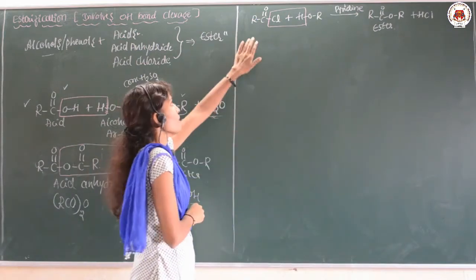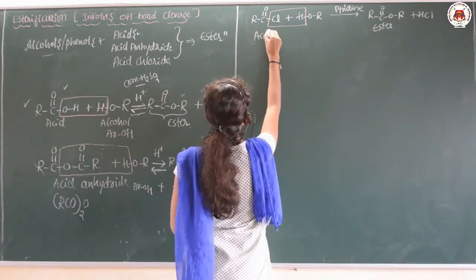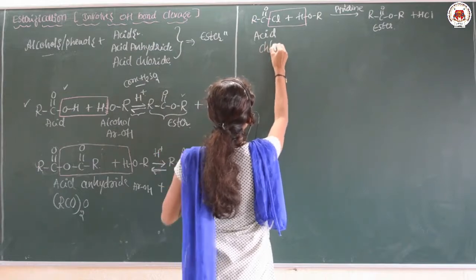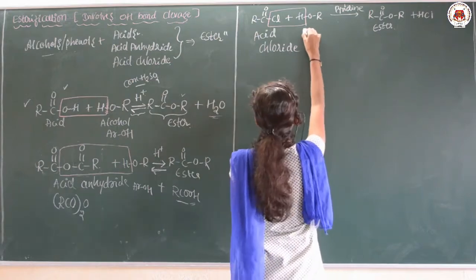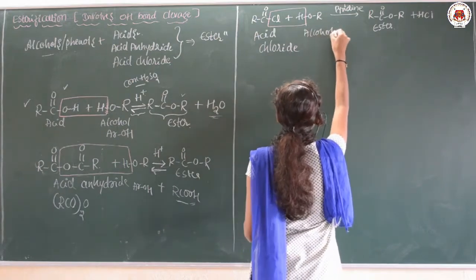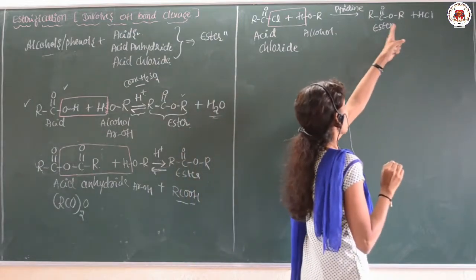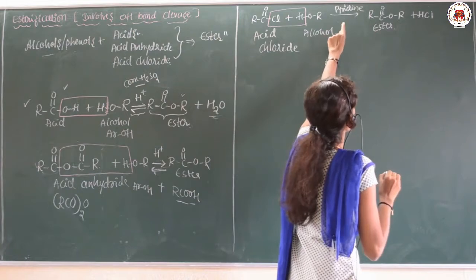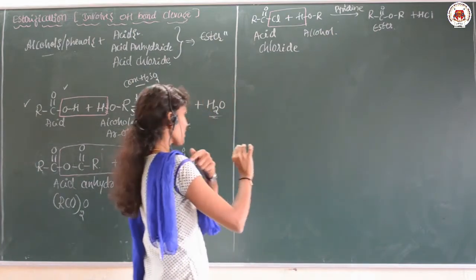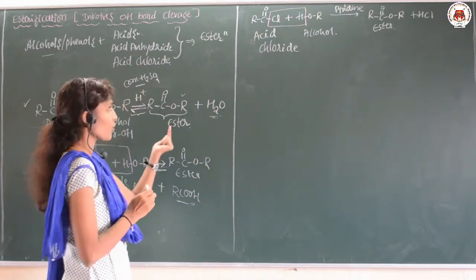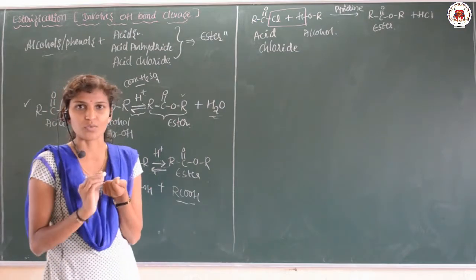So what happens here? When the acid chloride is treated with the alcohol, there is a formation of the ester along with the release of HCl, and that HCl is taken out by the pyridine. Pyridine acts as a base. Clear? So these are the reactions where ester formation takes place. That is why these are all called esterification.